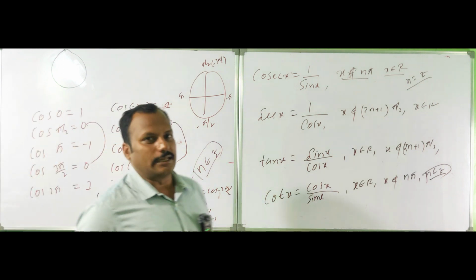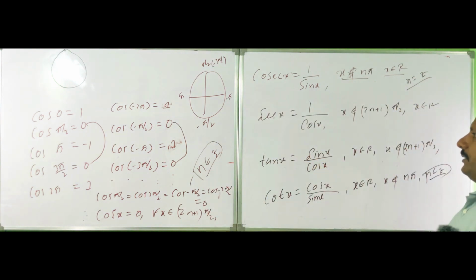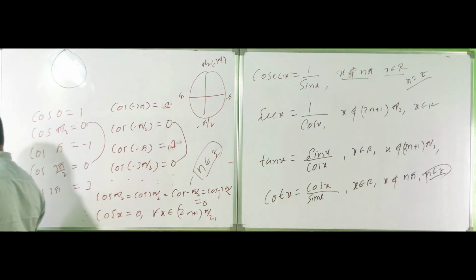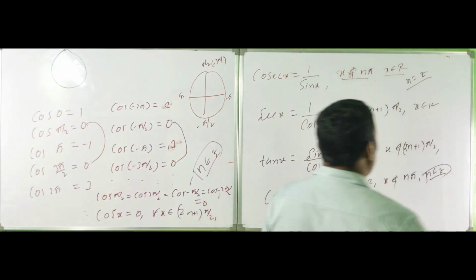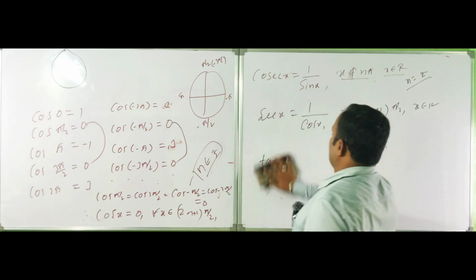Similarly, 1 by sin x is cosecant x, and 1 by cos x is secant x. Anyway, before going to the problems, let's prove some fundamental identities, the fundamental formulas in cos x and sin x.